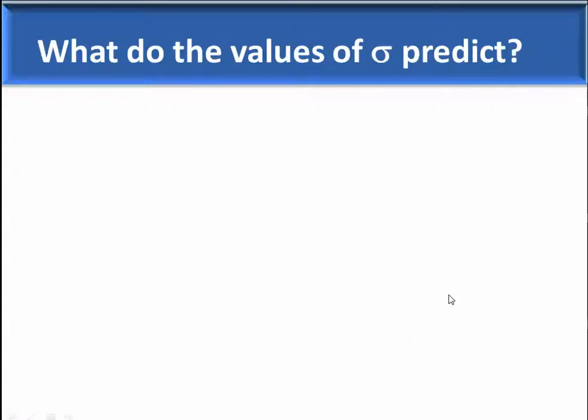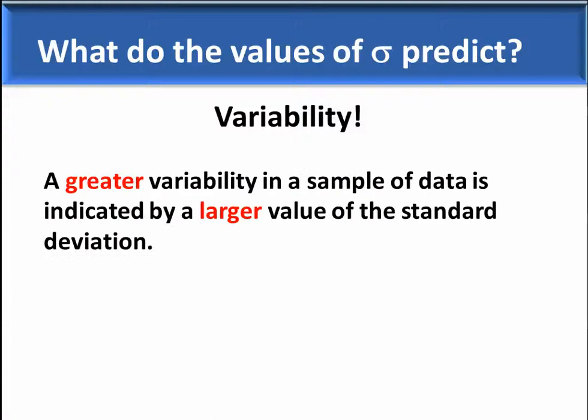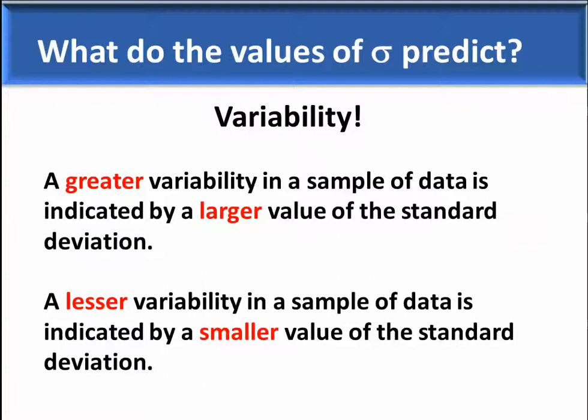So we want to look at, what do the values of sigma predict? And again, it predicts variability. The greater variability in a sample of data is indicated by a larger value of standard deviation. Lesser variability has a smaller standard deviation.